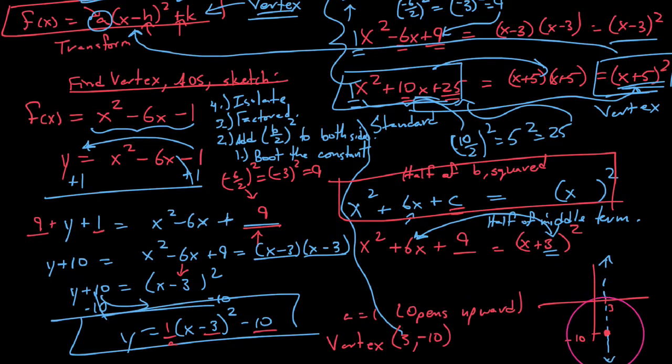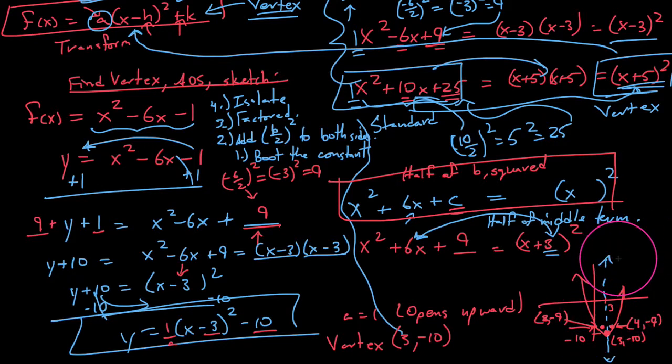We say our a value is 1, so I'd go up 1, right 1, up 1, right 1, up 1, left 1. And we're going to label all of these points. Sorry about missing that one right there. But we say this is the point here. 3, negative 10 is our vertex. This point here went up 1, right 1. So we went right 1, so we're at 4. We went up 1, so we're at negative 9. And this point right here would have to be 2, negative 9.